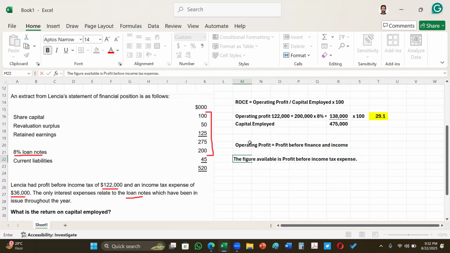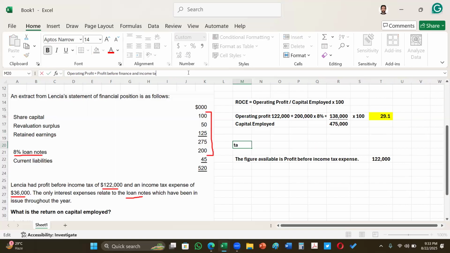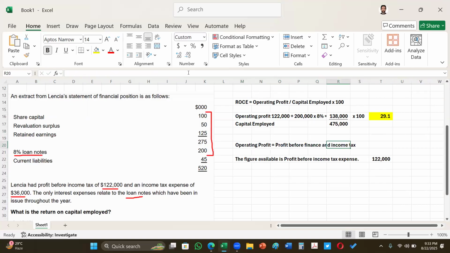And what do we need? Do we need the same thing? Do we need the profit before income tax? No. The answer is that we need profit before finance and income tax. This is what we need. I hope you get the idea. So it means that the interest is deducted from this figure.